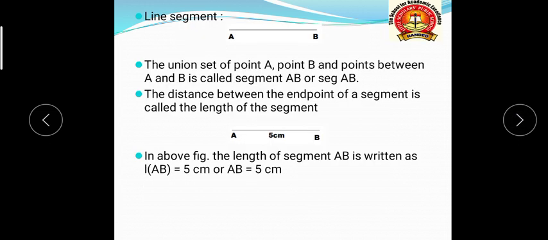Now students, the line segment. The union set of a point A, a point B, and all the points between them is called a segment AB, or line segment AB. This is not a line.